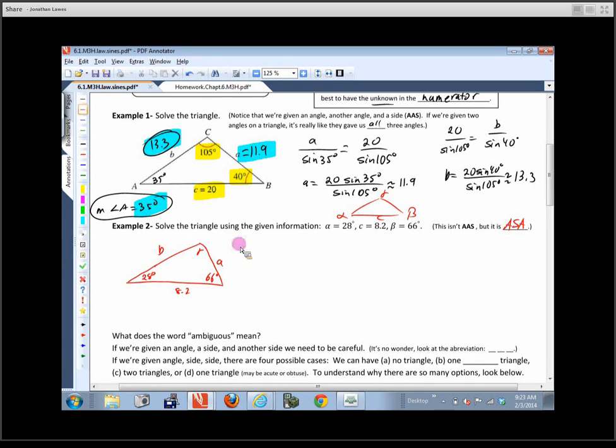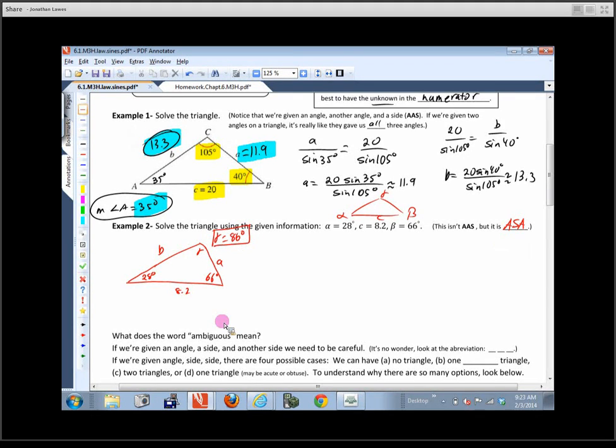So gamma is pretty easy to find. Let's go ahead and find gamma. We're going to add those up and subtract from 180. So if we put those together, is that 94? Is that right? So what's gamma? 86. Thank you very much. Toughest math problem of the day so far.